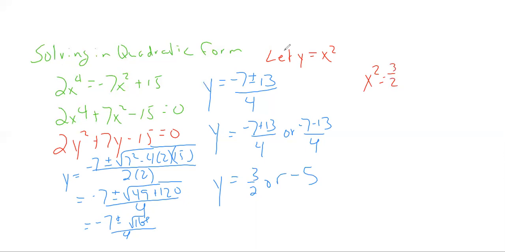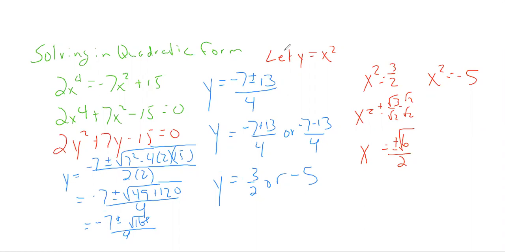Or x squared is equal to negative 5. Take the square root of both sides. x is equal to positive or negative square root of 3 over the square root of 2. Well, I can't have a square root on the bottom, so I multiply by square root of 2 over square root of 2. So I get x is equal to positive or negative square root of 6 over 2. I'm sorry, I screwed that up. There, x is equal to that.